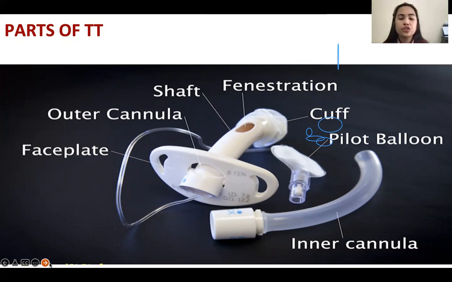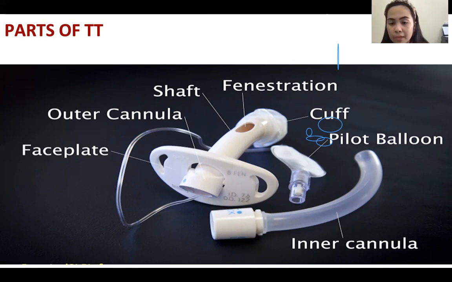For tracheostomy tube, let us first know what are the parts of tracheostomy tube. Guys, you have the inner cannula. Inner cannula, this is the part of tracheostomy tube that can be removed from the tracheostomy itself. So this inner cannula, this is the one we are cleaning. Then other parts are the faceplate, the outer cannula, the shaft, which is the one inside the trachea, the fenestration, and the cuff.